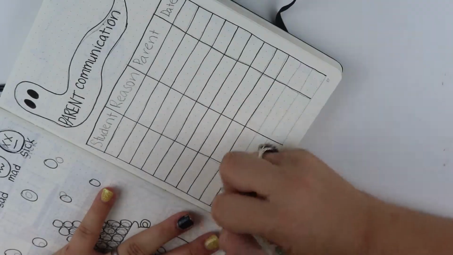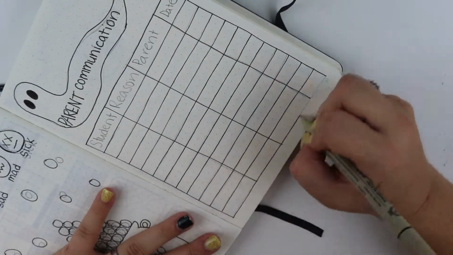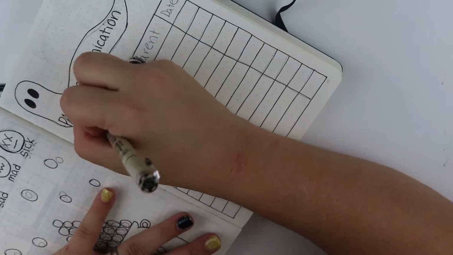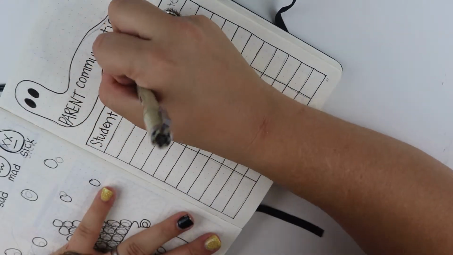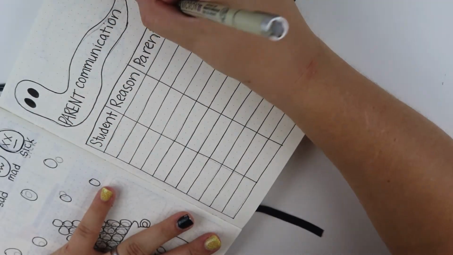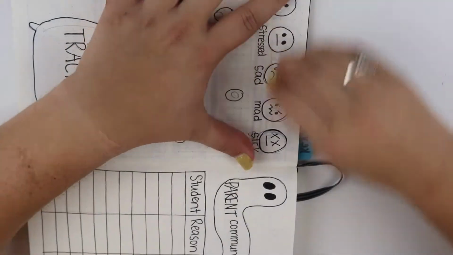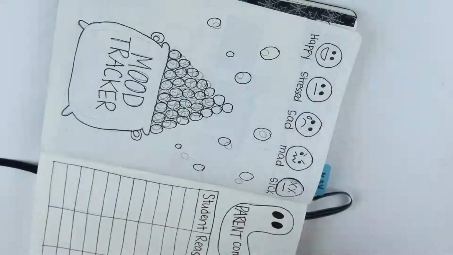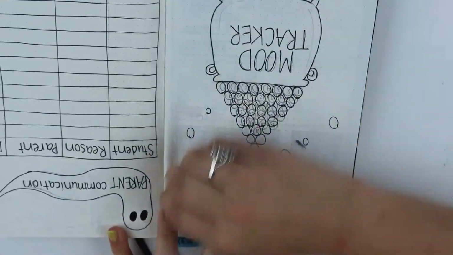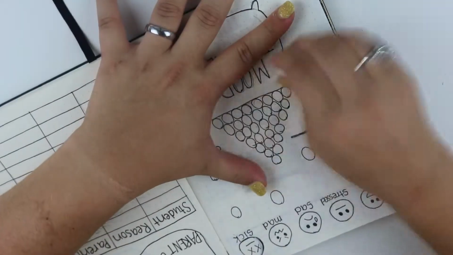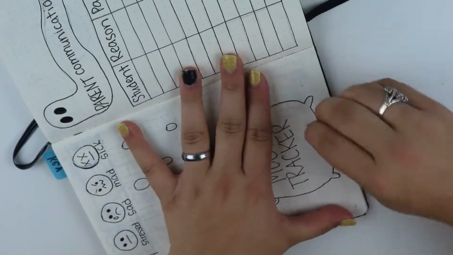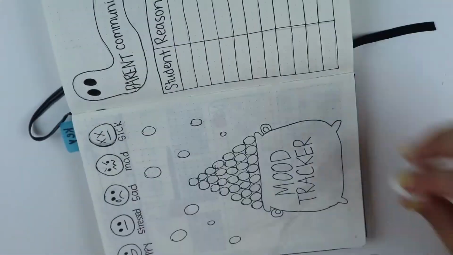And then I tried to draw the circles a little bit bigger than what they were on there, so that's why that looks weird. And on my parent communication log, I just did a simple little ghost. I thought it was cute, and like I said, I didn't use rulers this week, so everything is just free-handed, so my box looks interesting, but we're just going to go with it.